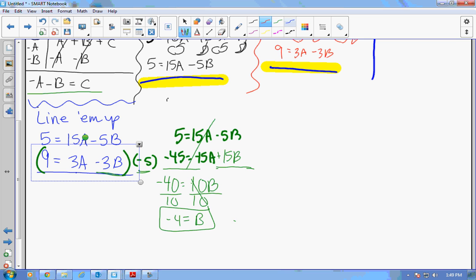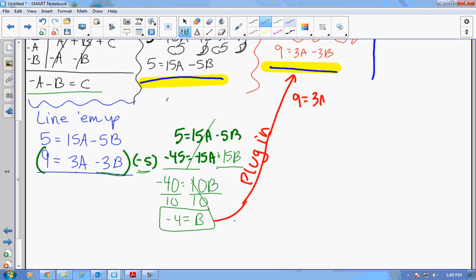Okay, now we're going to plug in to one of those. It can be either one. Plug in our B that we just found. 9 equals 3A minus 3 times B. What was B? -4. So now there's only A there. You can find the value of A. Inverse operations. Solve the equation for A. Put it up in the air when you have the value for A.